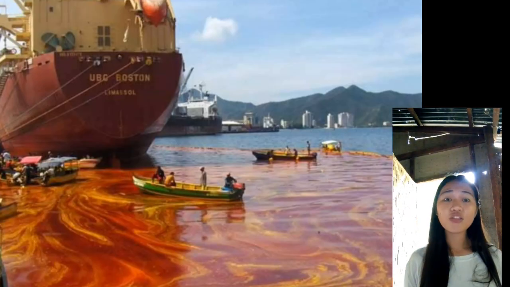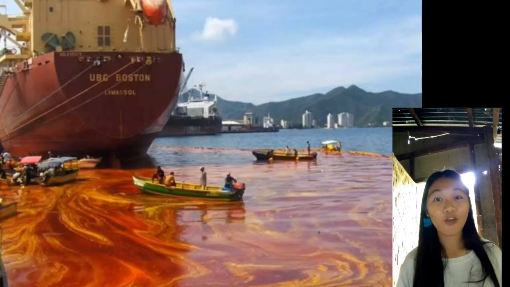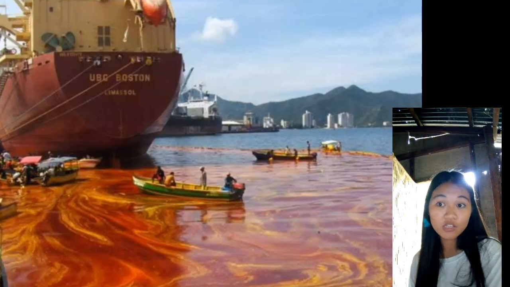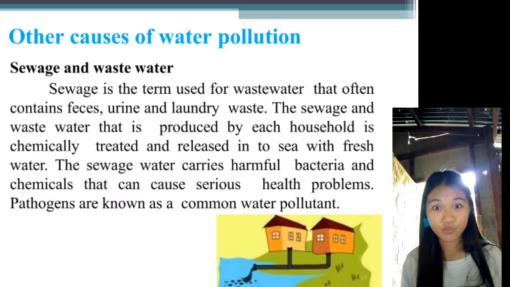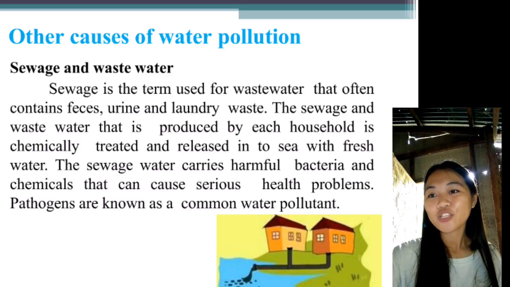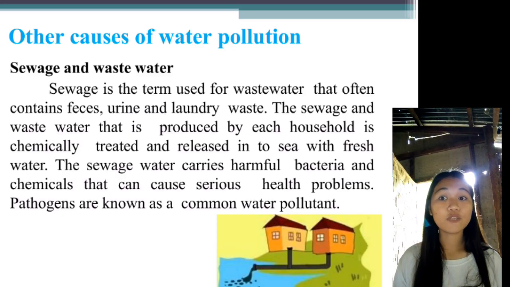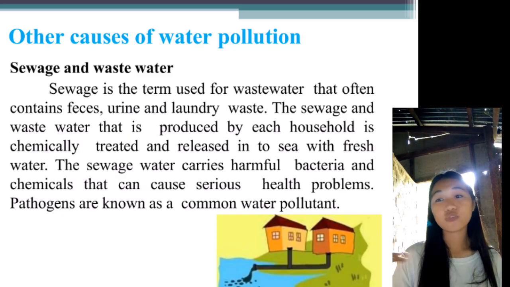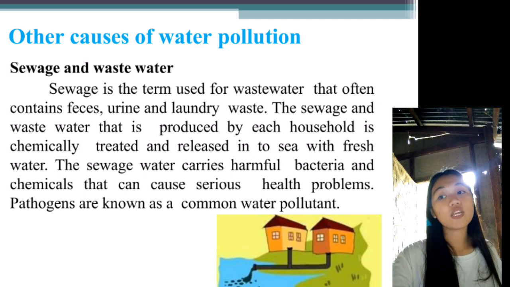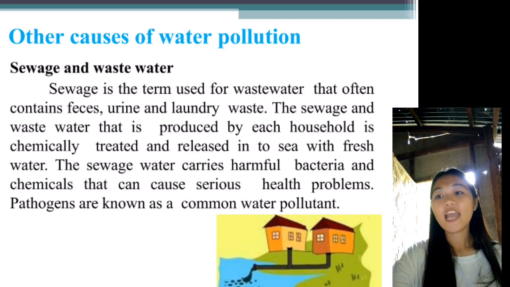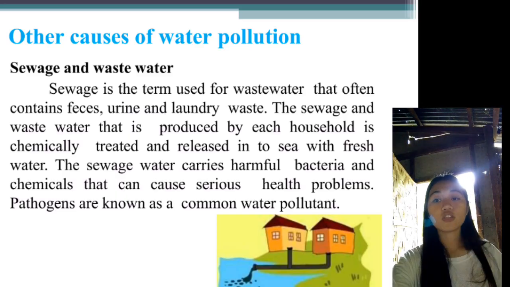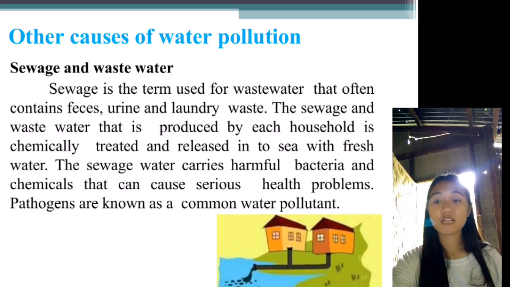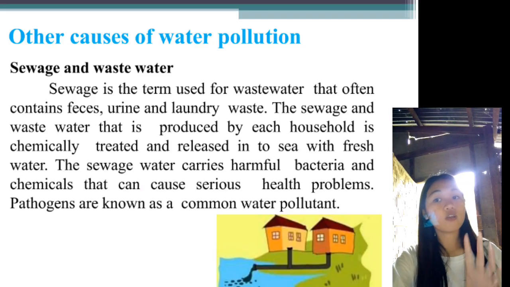So there are other sources of water pollution aside from the oil spill from industrial and oil industry. So naa pod sewage and wastewater. These are actually called point source water pollution. So if you can still remember, no. So sewage is a term used for wastewater that often contains feces, urine, and laundry waste. The sewage and wastewater that is produced by each household is chemically treated and released into sea with fresh water. The sewage water carries harmful bacteria and chemicals that can cause serious health problems. Pathogens are known as common water pollutants.